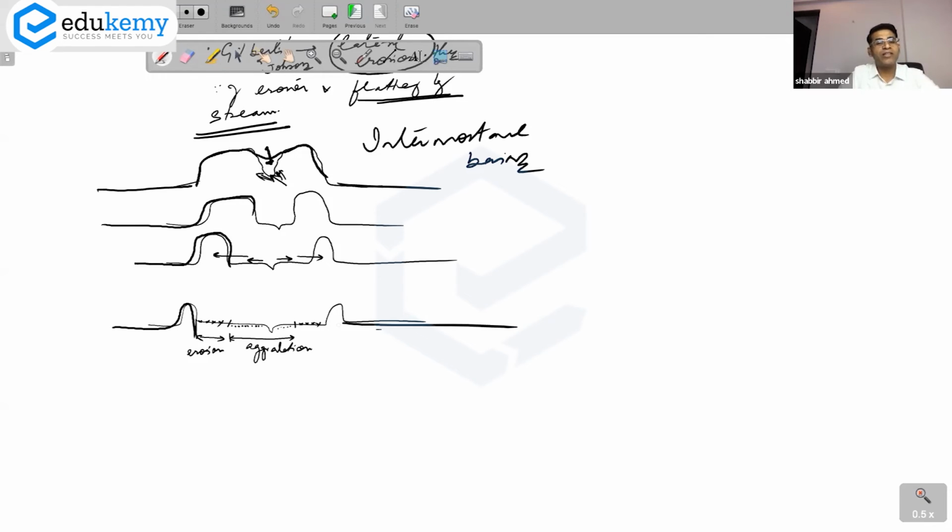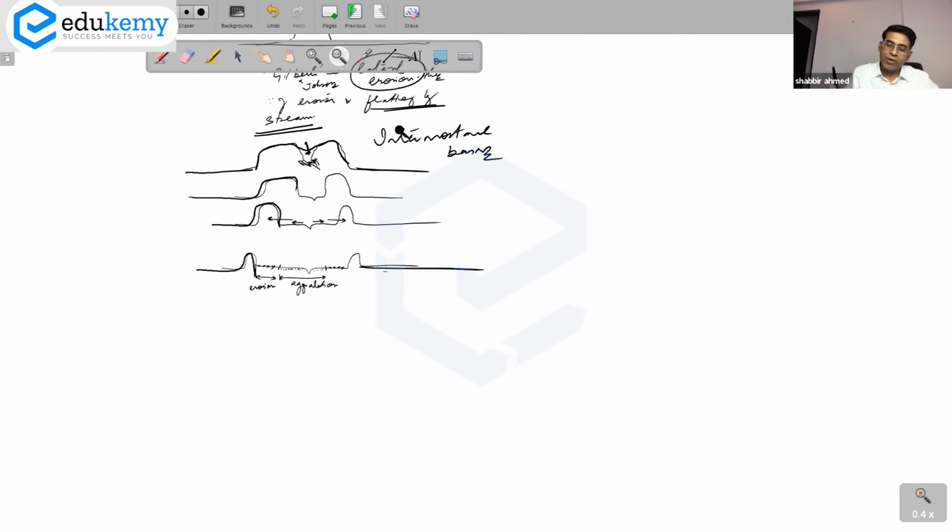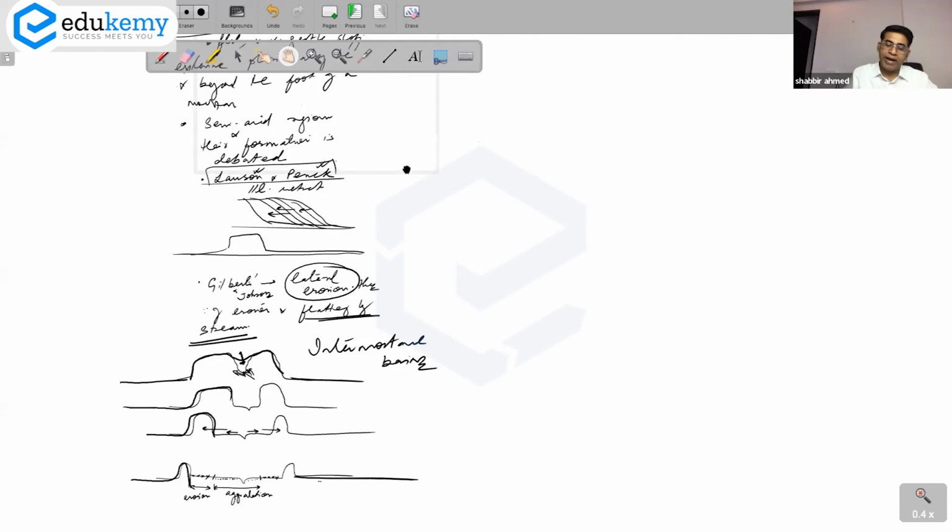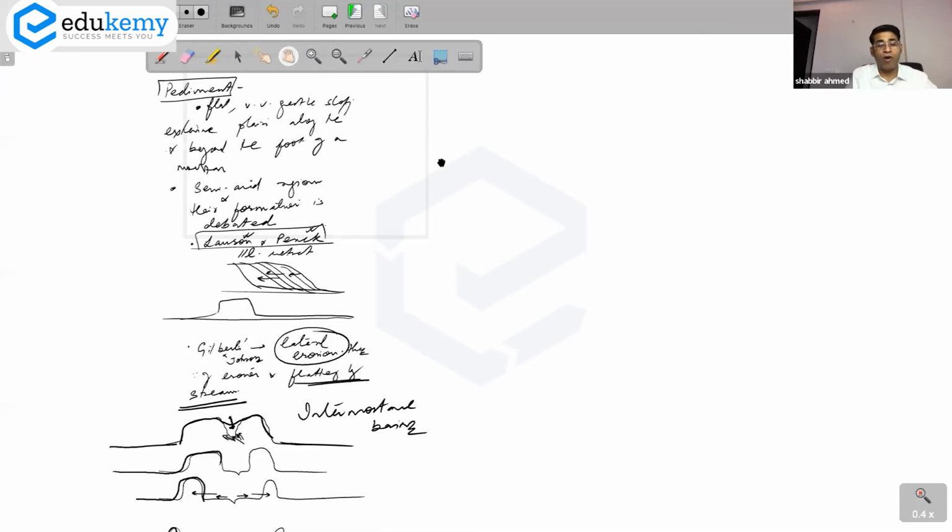So there is a zone of erosion towards the foothill of the mountain, and there is a zone of aggradation along and near the river course itself. So आपको यही लिखना है. What are pediments? How are pediments formed? What are the features of the pediments?